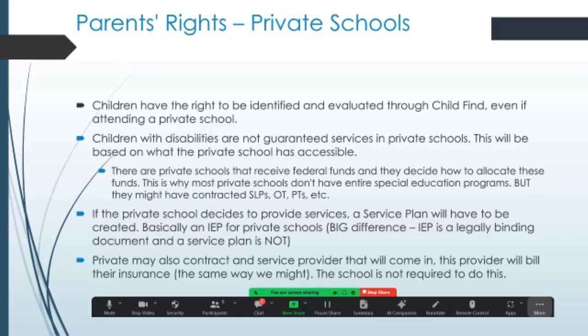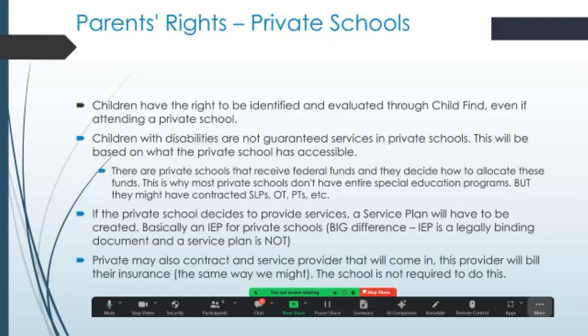If the private school decides to provide services, a service plan will have to be created. It's basically an IEP for private schools, but these service plans are not legally binding. They're just basically contracts of this service will be delivered, you know, 30 minutes per week, twice a week with this child in this private school for these reasons, X, Y, Z. So it's just basically a service plan of what services are going to look like for your child.